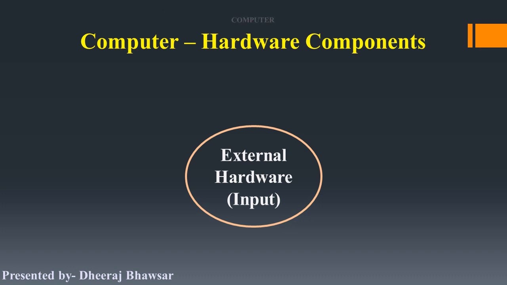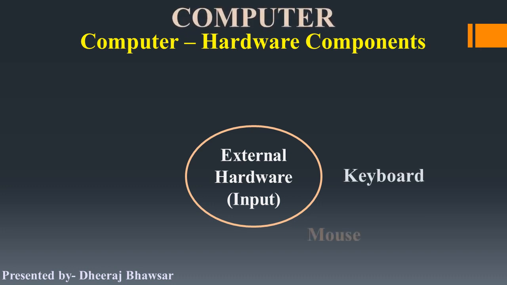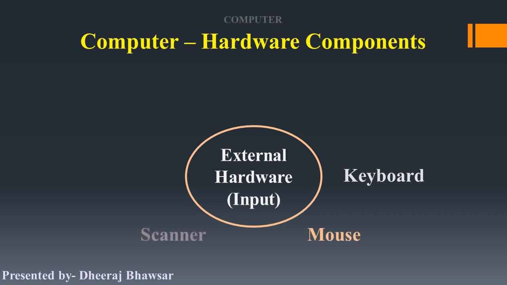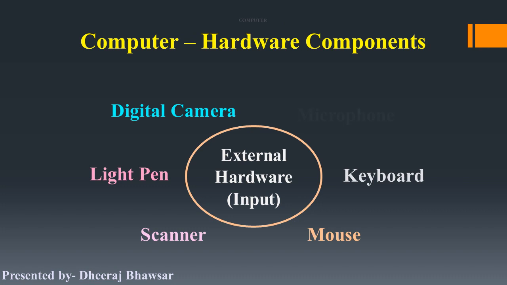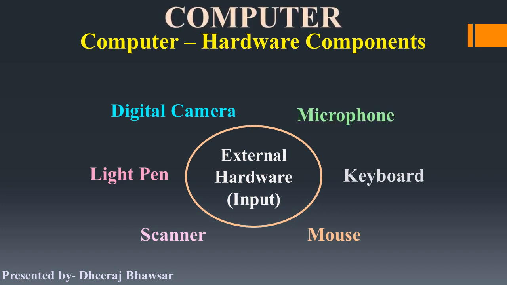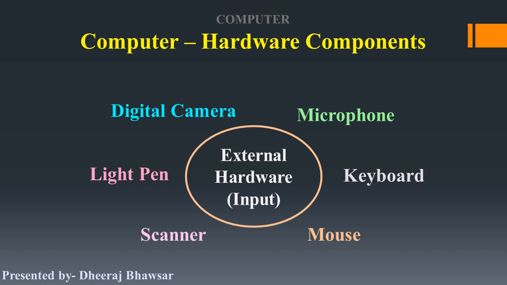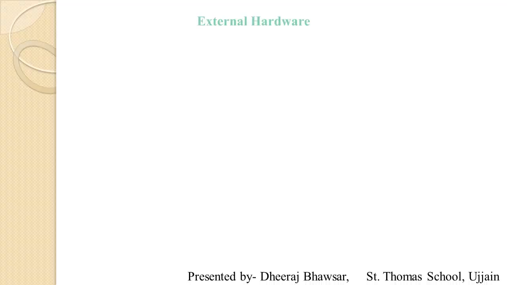So today we'll discuss external input hardware such as keyboard, mouse, scanner, light pen, digital camera, and microphone. So these are the external input hardwares. So let's start with external hardware.